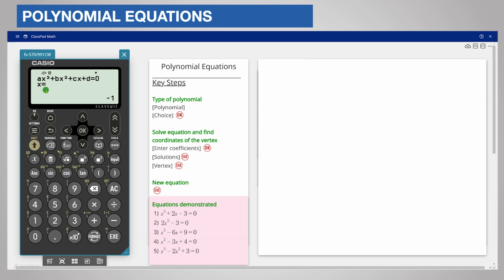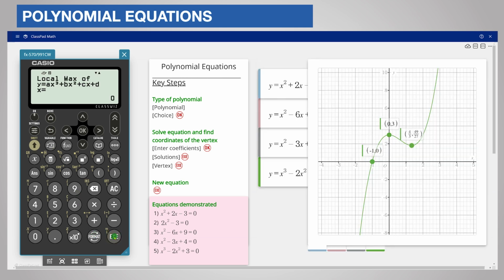If your display has more roots, they will be complex, and you can turn these off as we showed at the beginning. Press the execute key to find the coordinates of the vertices. This cubic has a maximum vertex of 0, 3, and a minimum vertex of 4/3, 49/27. We can see this on the graph.